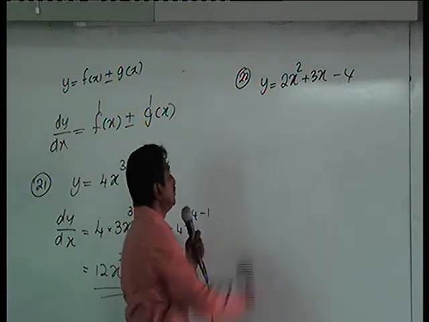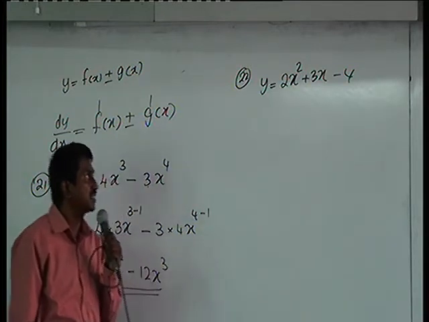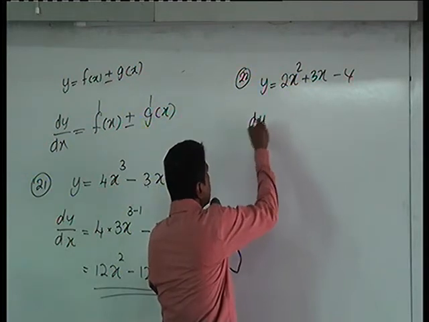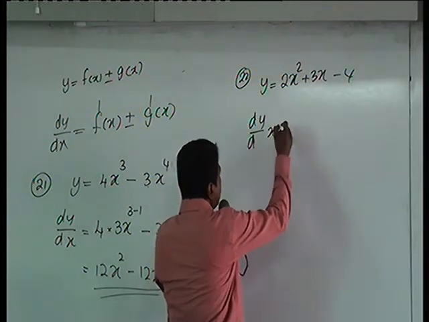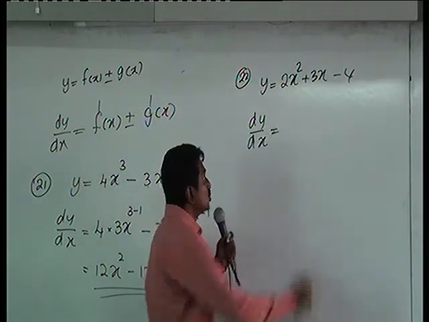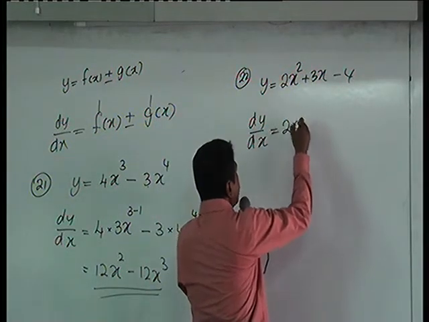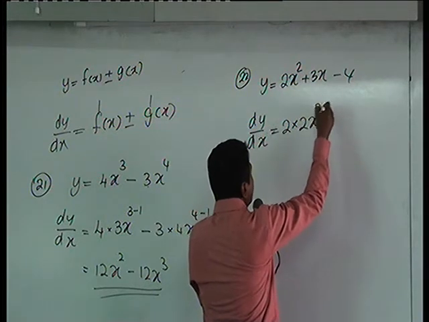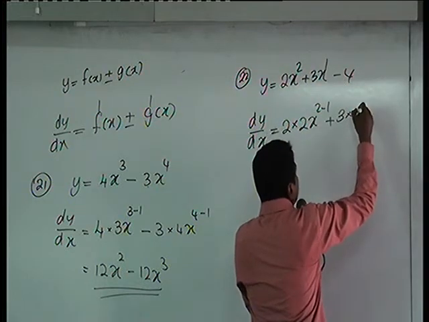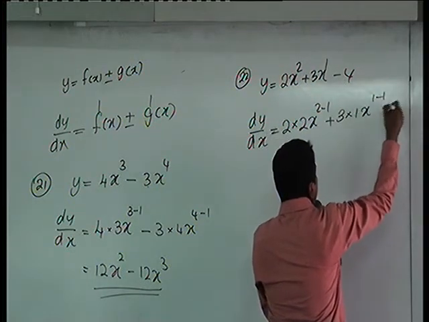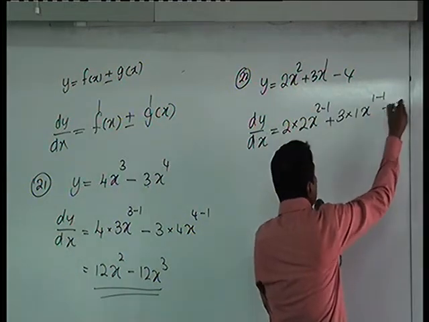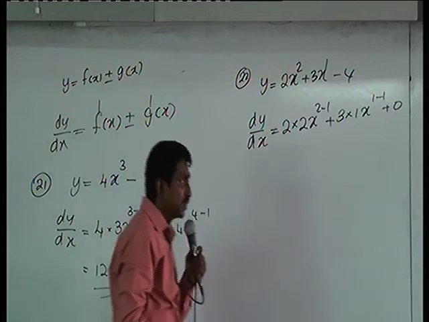Okay, this question, y is equal to 2x squared plus 3x minus 4. So dy by dx is equal to, yeah, 2 is a constant, so 2 into 2x to the power 2 minus 1, plus 3 into 1x to the power 1 minus 1, plus minus 4. Minus 4 is a constant, so that becomes 0. No need to differentiate. Constants become 0.